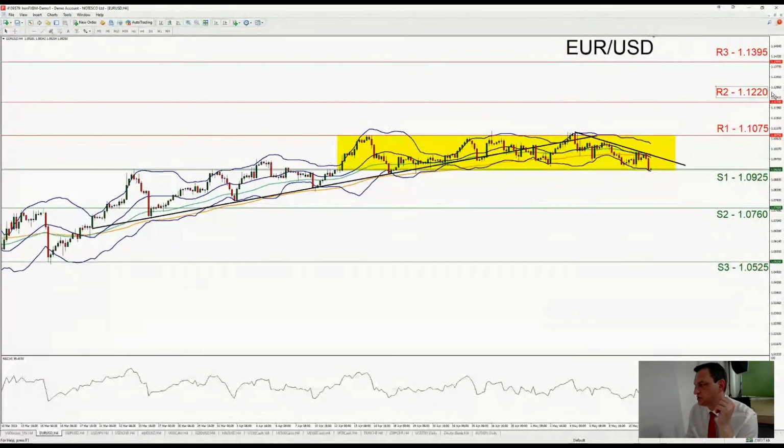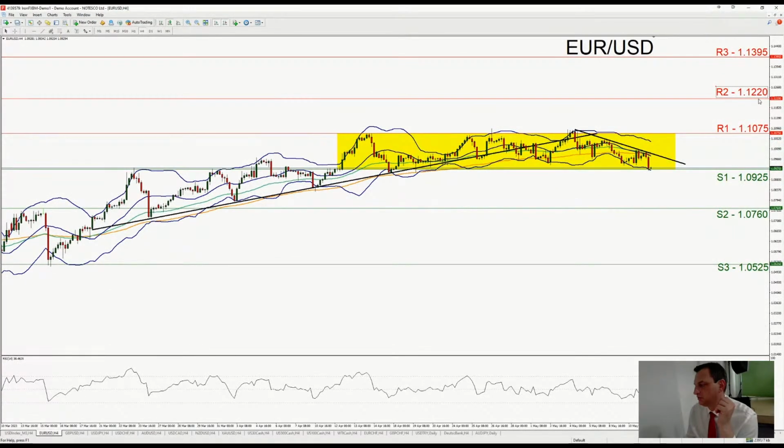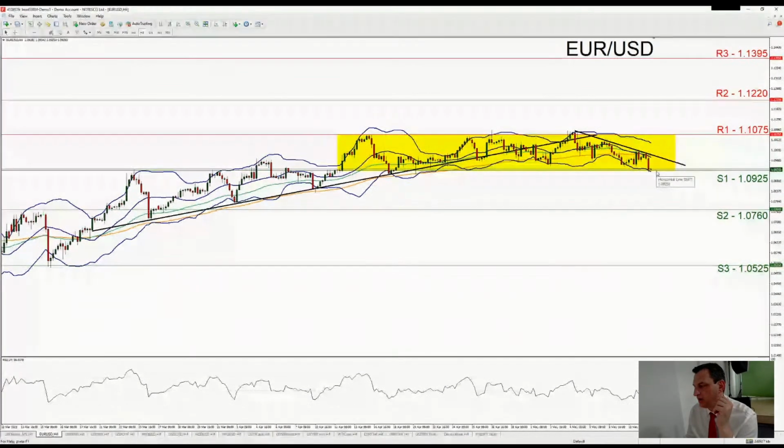Allow me to readjust just a bit the chart here. So once again, for a bearish outlook, which is quite probable, I would require a clear break of the S1 1.0925.